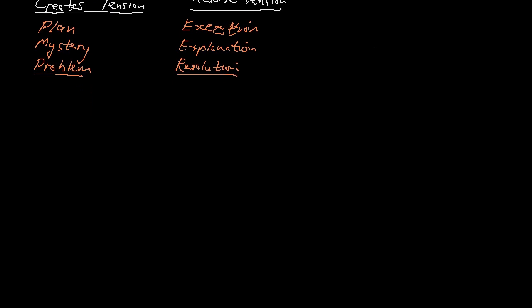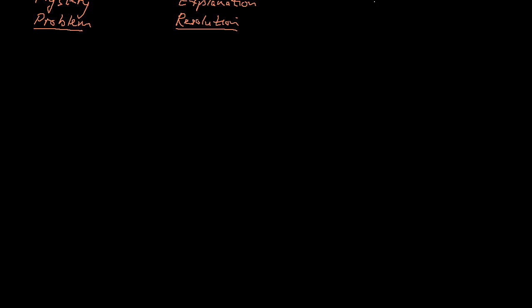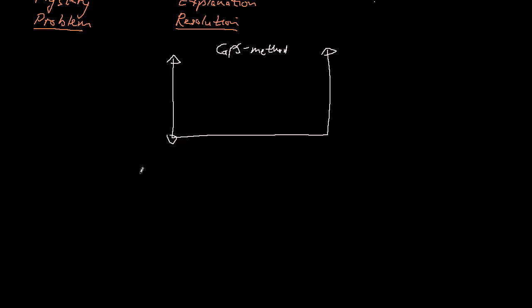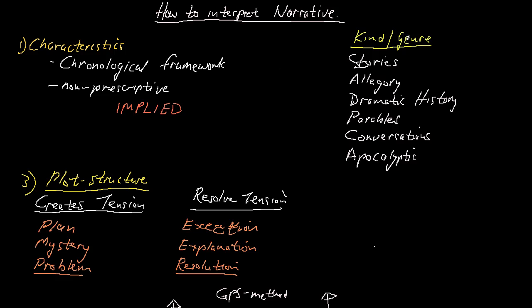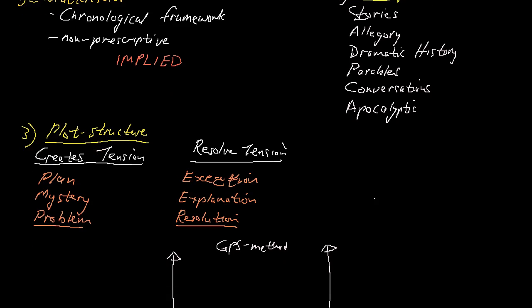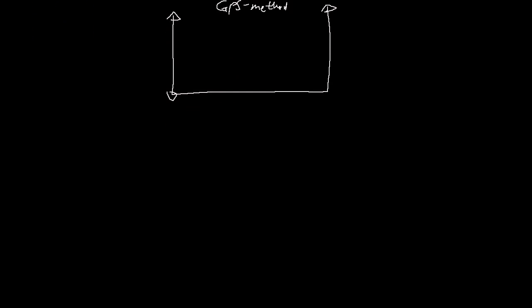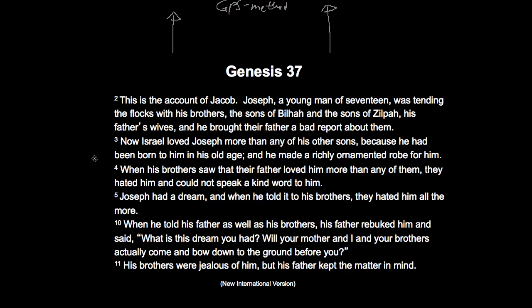Now, when we get to the interpretation of the narratives of the Bible, we use exactly the same method as in the other videos. It is the GPS method. And the GPS method actually has three major steps. The first one is understanding, then you have application, and then you have communication. That's the GPS method. And we're going to apply this method with the characteristics, the kind of narrative, as well as the plot structure in consideration. We're going to apply that on a well-known passage in the Bible, that is Genesis 37.